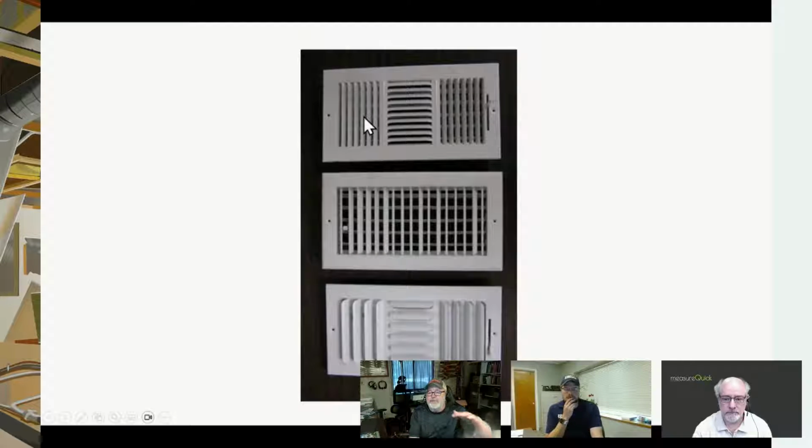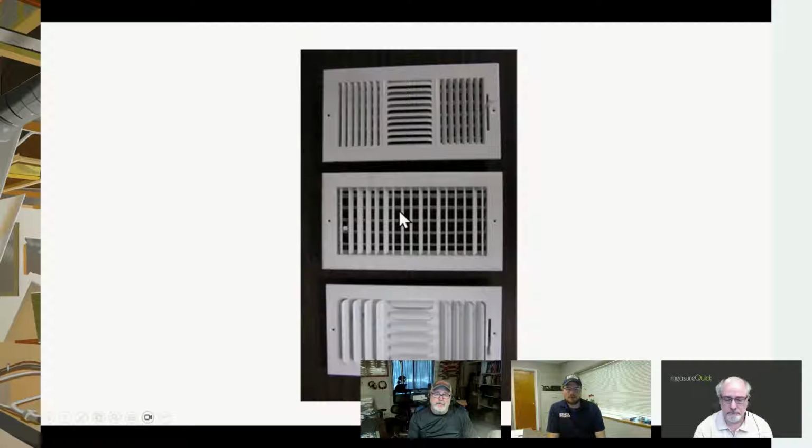And they call it a stamp face because it starts off as a piece of metal and it just gets smashed and the fins get bent out and all that. So this is your low end stamp face. In the middle is what I call a bar type register. Each one of these fins is an individual piece that fits in there and can be adjusted. And then at the bottom is a curved blade stamp face register.